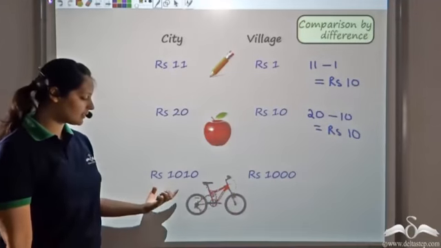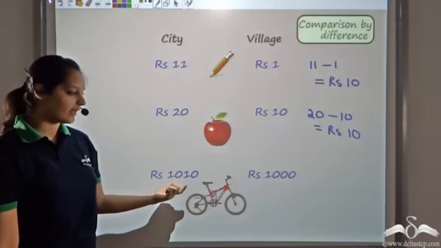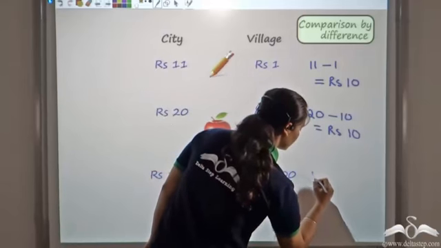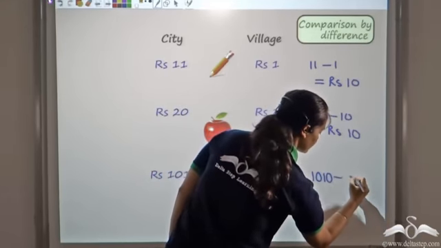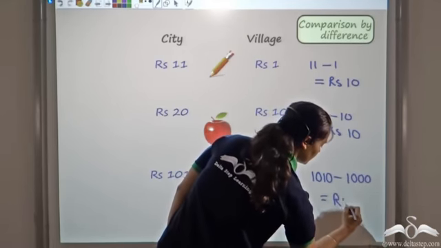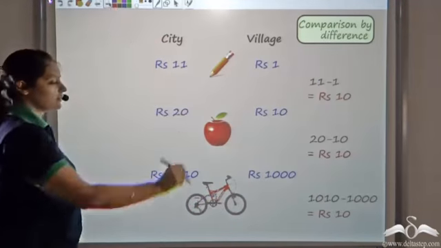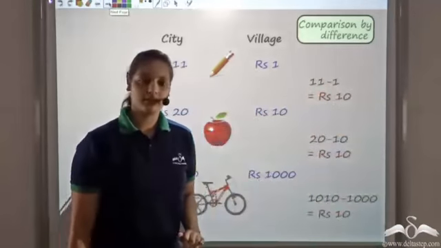In the third case, the price in the city for a cycle was 1010, whereas in the village it was 1000 rupees. So again this would be 1010, that is price in the city minus price in the village, which is again rupees 10. So what we observe is that in each case the difference is rupees 10.